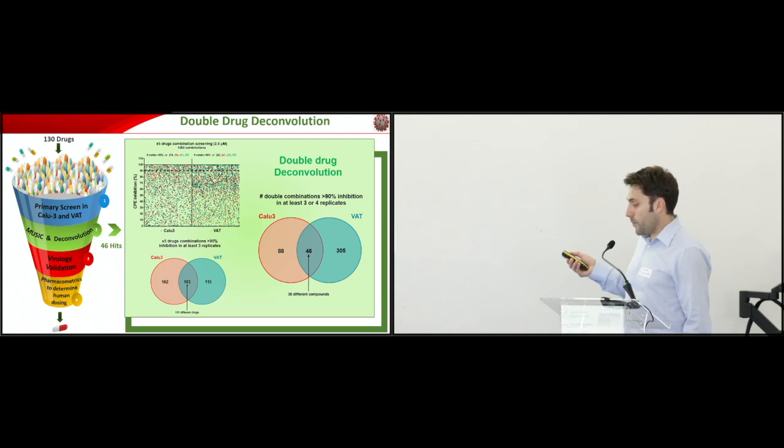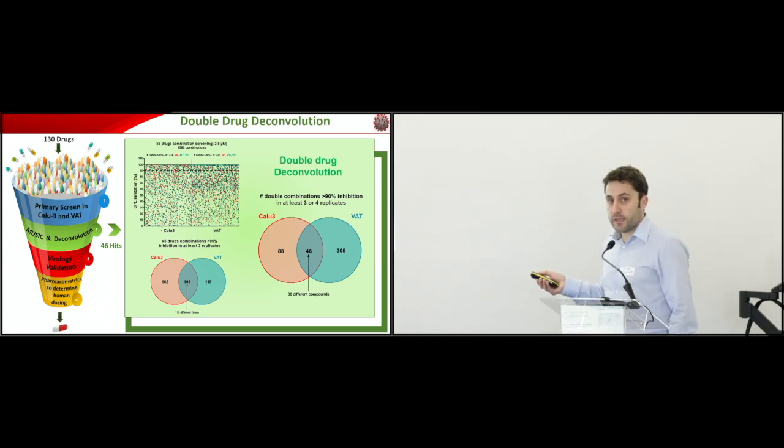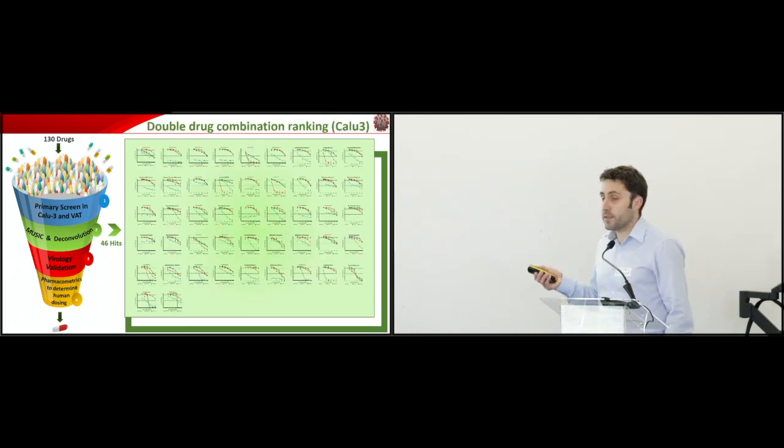So from this, we repeated this screening again with the pairs, and we identified across the 2 cell line 46 pairs that showed over 90% inhibition for the 2 cell lines. So obviously that's a lot of combinations to test. So one thing we wanted to do is rank them based on potency.